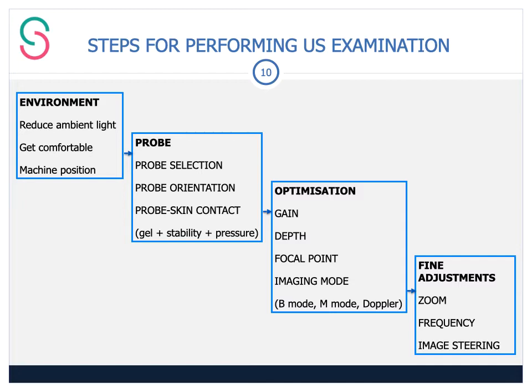And of course, once you've done the general image optimization, the final step is fine adjustments using other functions such as zoom, adjusting the probe frequency, and occasionally image steering to look at flow, for example, with Doppler. All of these things are important aspects of acquiring an image, because thoracic ultrasound is entirely operator dependent.